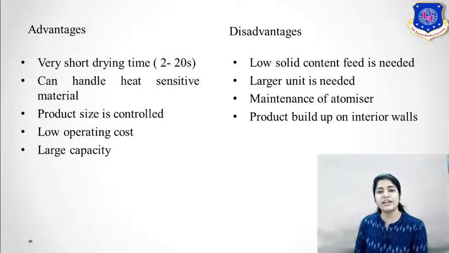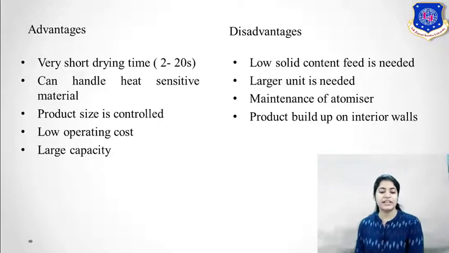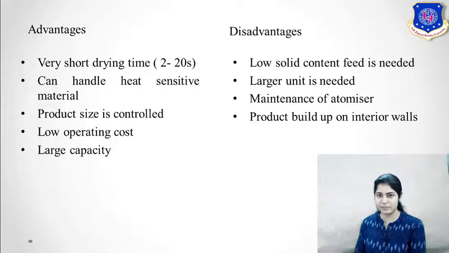Now the advantages and disadvantages of this dryer. First of all, the drying period is very short. You can see within 2 to 20 seconds only you can carry out your drying operation. Now it is used to handle heat sensitive material. Then the product size is controlled. Of course you can see here also that the product is obtained as particles in powder form, so the product size is very specific here. Operating cost is low, and a large capacity of feed can be handled here.